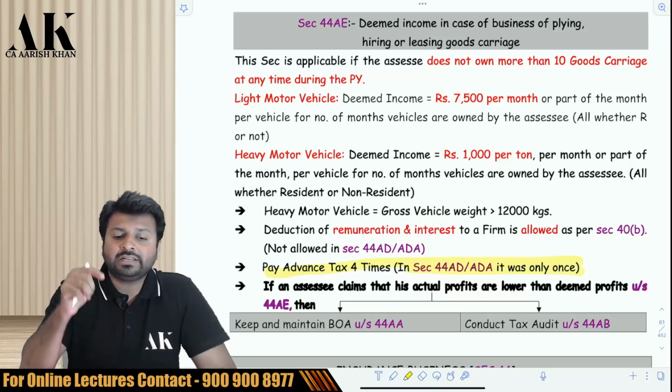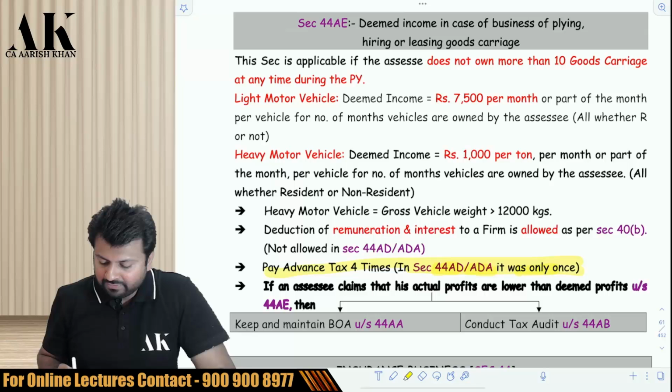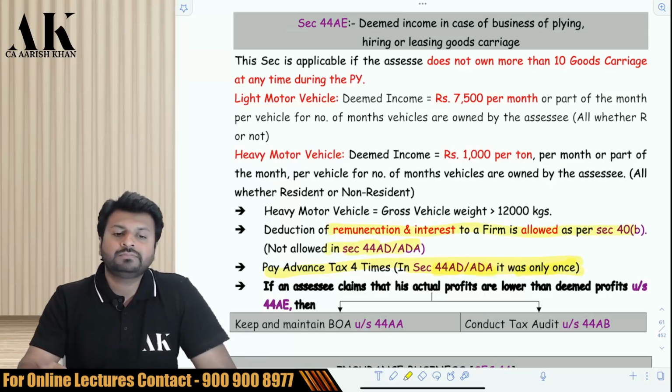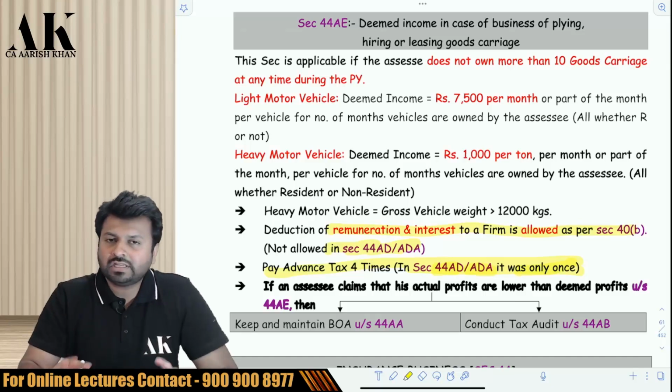Pay advance tax 4 times in a year. First of all, in 44AD and 44ADA, it was only once. Similarly, deduction of remuneration is not allowed in 44AD and 44ADA. Similarly, here also there is no lock-in of 5 years.